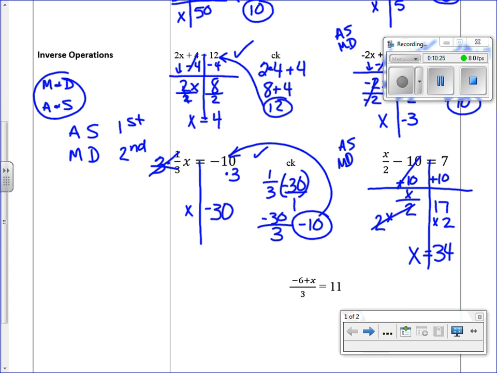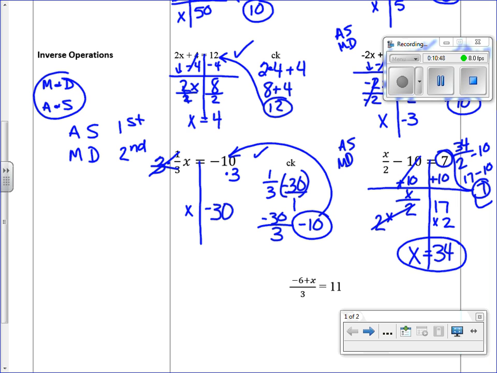So let's go ahead and check our math here. 34 divided by 2 minus 10. Okay, 34 divided by 2, that's going to be 17 minus 10 is 7. And that 7 checks out. So good job. All right.